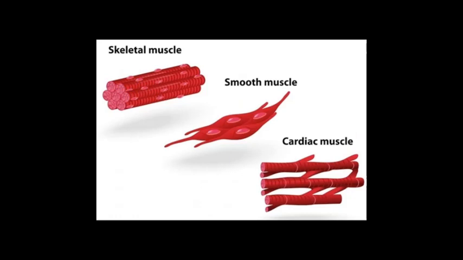You can even compare the different muscles like skeletal, smooth and cardiac. In structure, you can see all three are different. Cardiac muscles are slightly branched in structure. Smooth muscles look very different from the other two types of muscles. Skeletal muscles are cylindrical in structure. So even by looking at these muscles, we can differentiate between them.